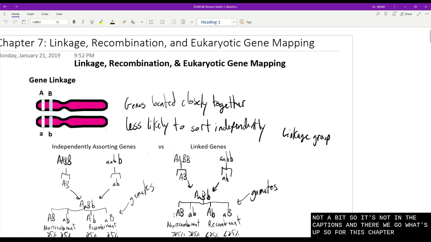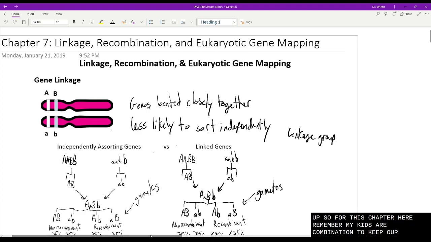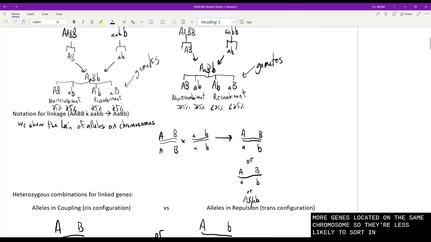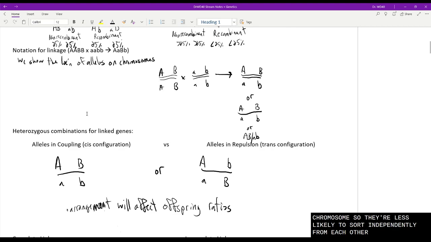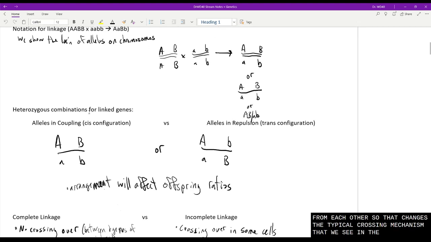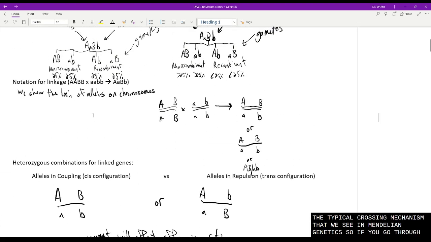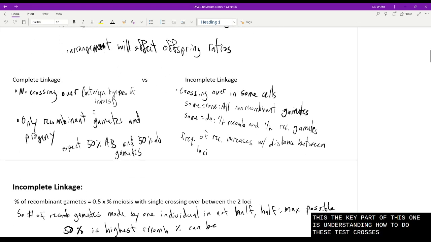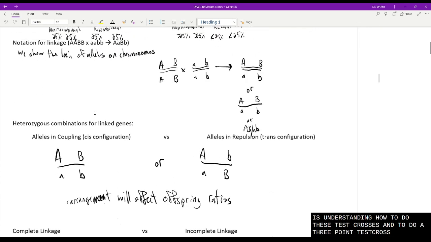So for this chapter, linkage and recombination, the key part is understanding what linkage is. That's when you have 2 or more genes located on the same chromosome, so they're less likely to sort independently from each other. That changes the typical crossing mechanism that we see in Mendelian genetics. So the key part to this one is understanding how to do these test crosses and to do a 3-point test cross. We'll go over that example a little more later.